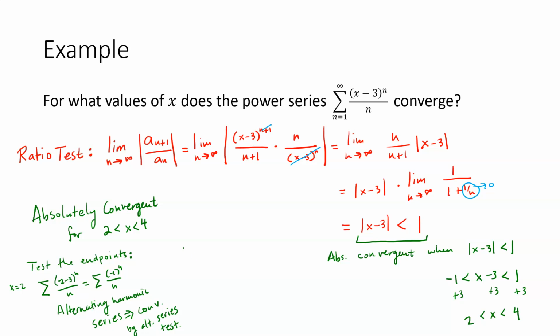And then we should also consider testing at the other endpoint. So we want to see what happens when we substitute x equals 4 in. So then our series becomes, let's see, (4 minus 3)^n over n, which is just 1^n over n. So 1^n is just always 1. So it's just the series 1 over n, and we know this is the harmonic series, so we know it's divergent.